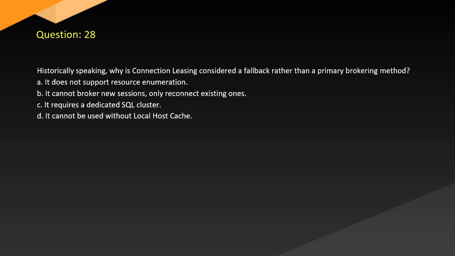Question 28. Historically speaking, why is connection leasing considered a fallback rather than a primary brokering method? A. It does not support resource enumeration. B. It cannot broker new sessions, only reconnect existing ones. C. It requires a dedicated SQL cluster. D. It cannot be used without local host cache.